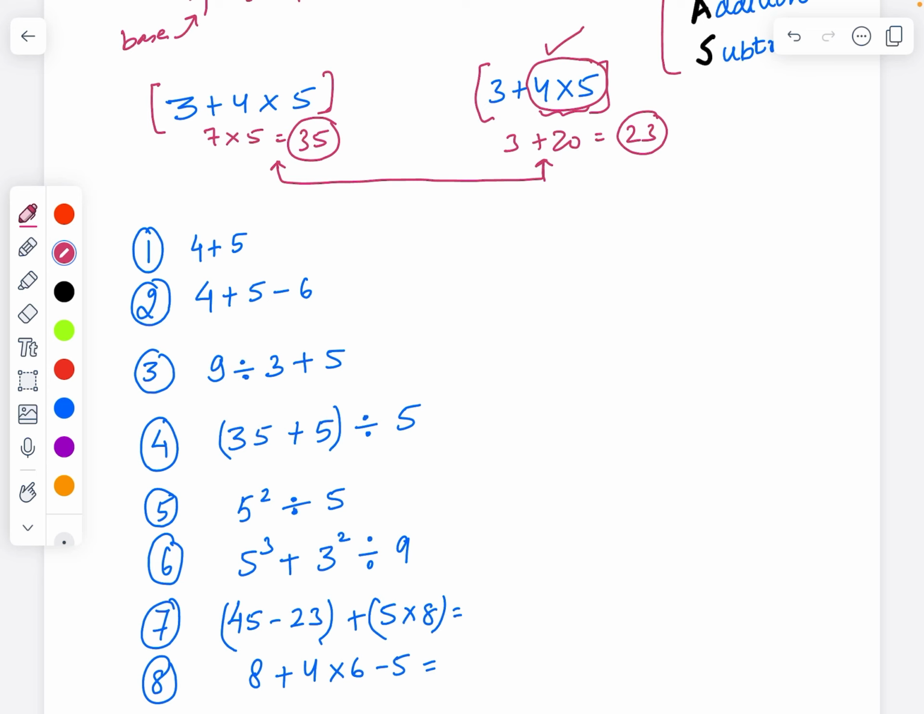Now here, in 4 plus 5, we don't need any BODMAS rule. We just have addition here. So 4 plus 5 is just 9. We will write 9 here. The next question is 4 plus 5 minus 6. Now what to solve?